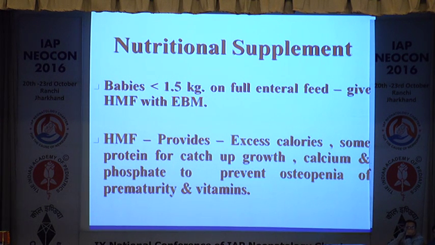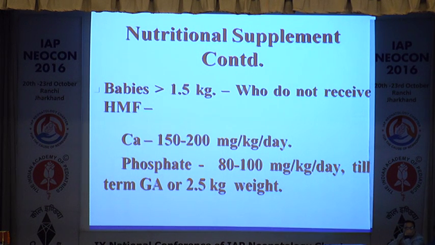So far as nutritional supplement is concerned, it should be given to babies less than 1.5 kg once full enteral feed has been achieved and the baby is not getting sufficient weight gain. In that condition we should start HMF, and if the baby's weight is more than 1.5 kg and they do not receive HMF, we should give calcium 150 to 200 milligram per kg per day. Usually we do not give this much amount in the prescriptions we find. So we should calculate the weight and give exactly such dosage. And phosphate 80 to 100 milligram per kg per day should be given.